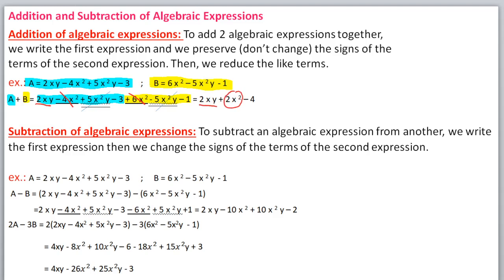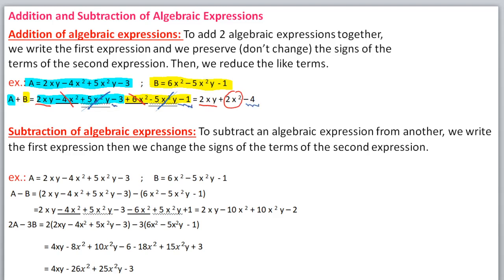What do we have else? We have minus 5x squared y. And here we have minus 5x squared y. So this cancelled with this. Why? Since 5 minus 5 is 0. So we never write 0. Okay? So we still have minus 3 minus 1. It's minus 4. So we copy it here.